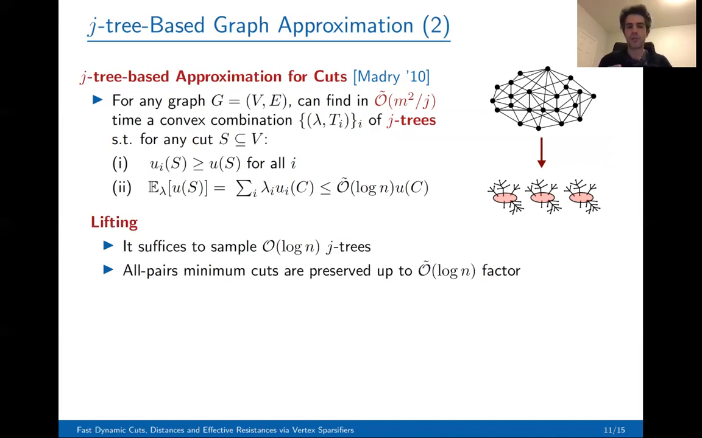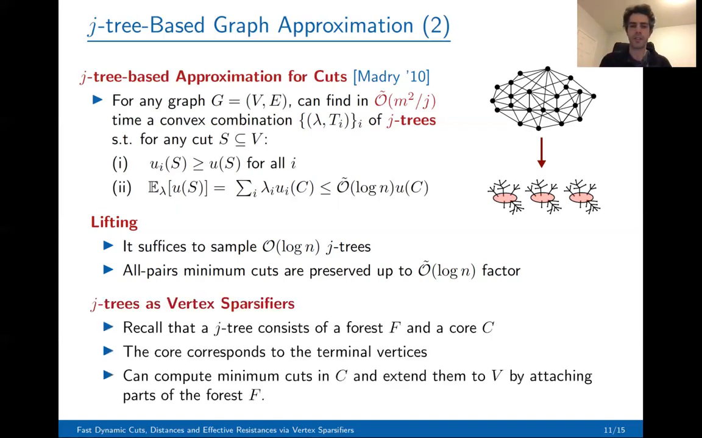There are two useful properties that make J trees very appealing from a dynamic point of view. The first one is that you can just sample log n J trees, and by just sampling log n of them, you actually preserve all pair min cuts up to log n factors. So you don't need to maintain the whole trees in the decomposition. Once you have constructed the decomposition, you just sample log n of them.